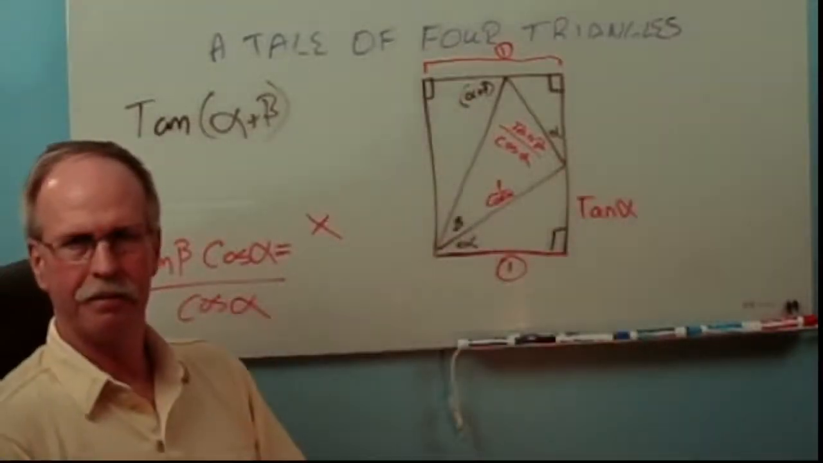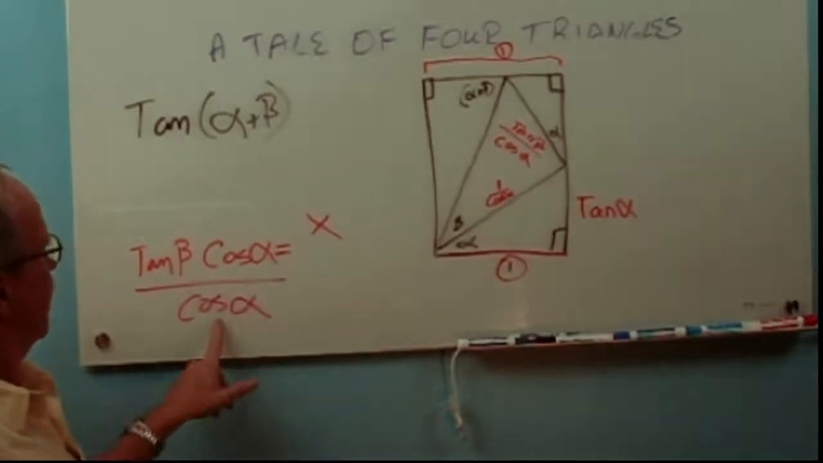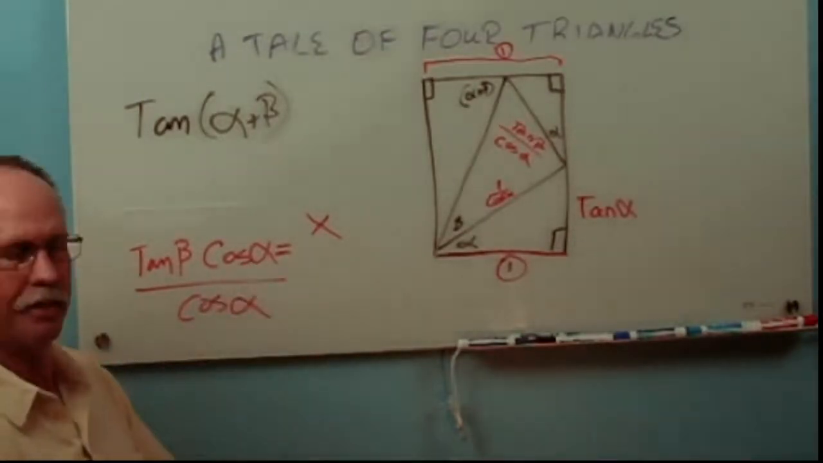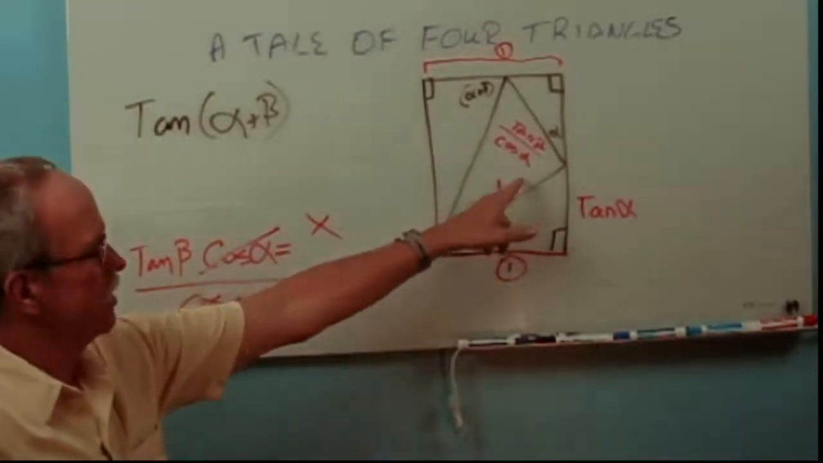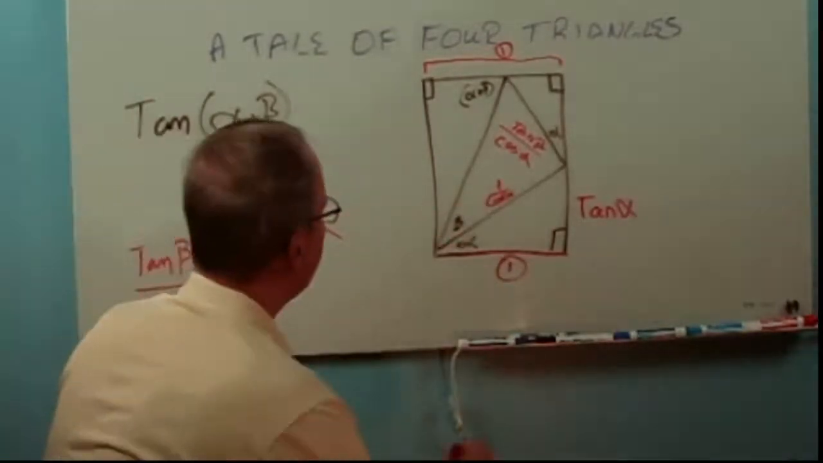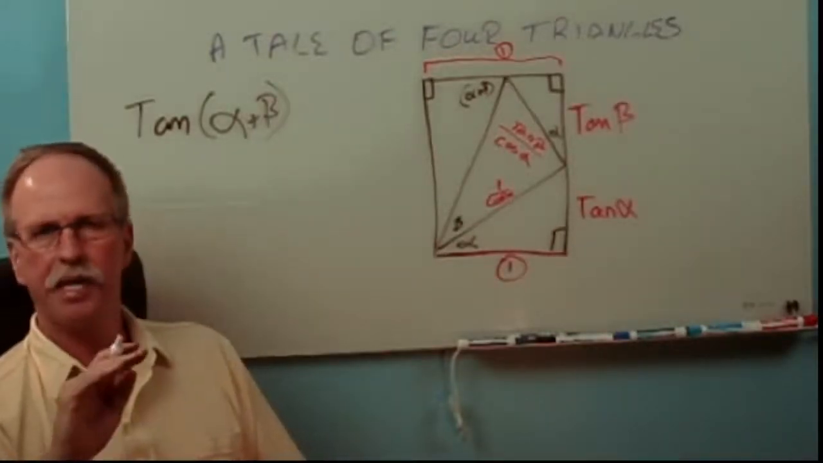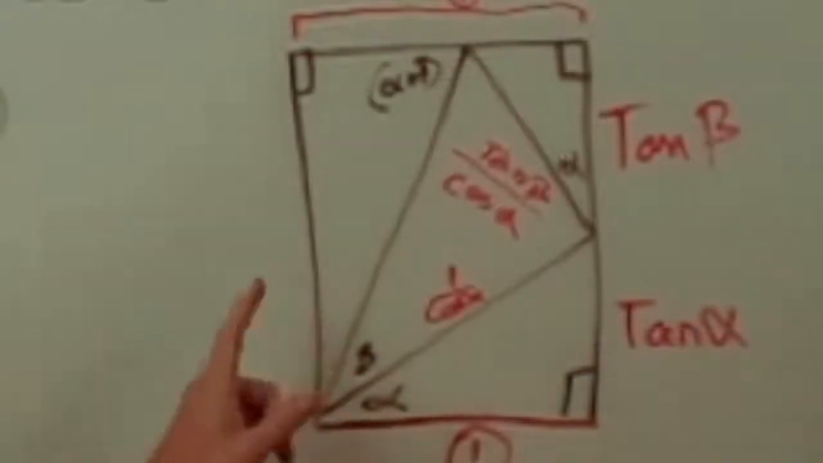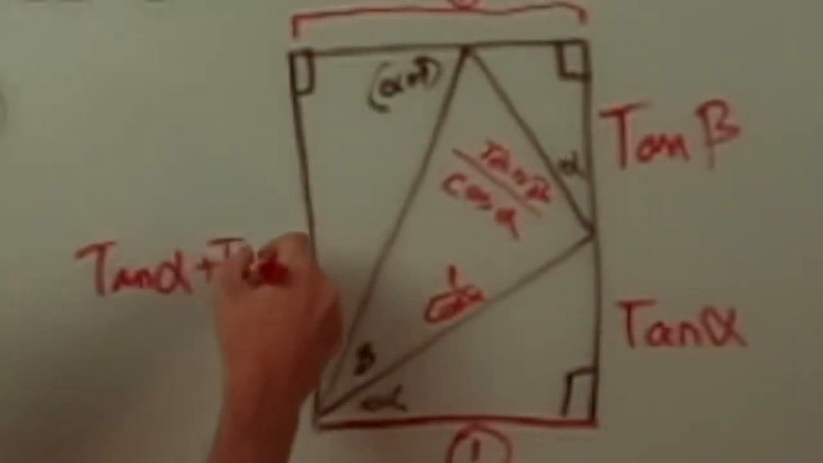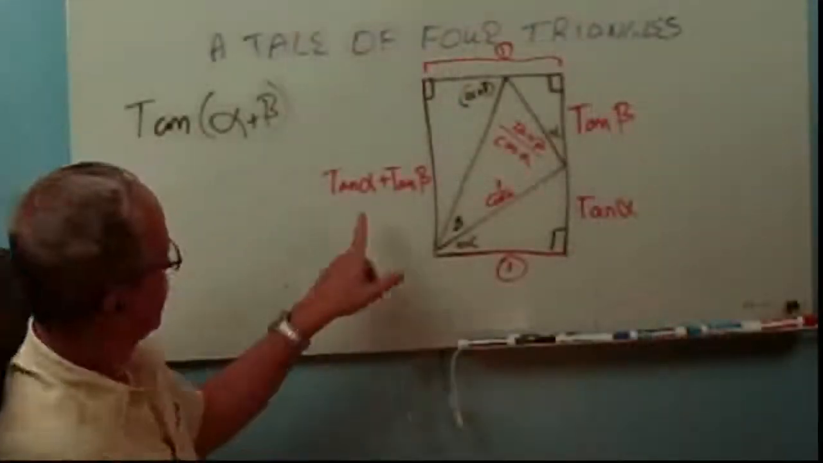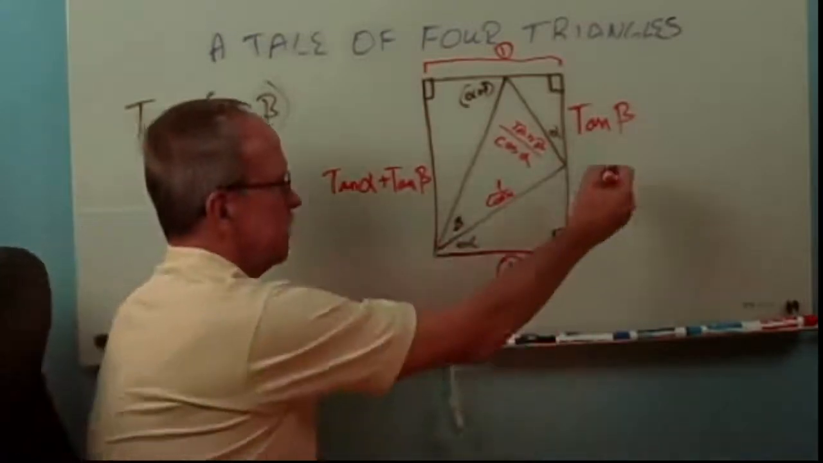Oh, wait a minute. What did I miss? That's cosine alpha, and that's cosine alpha. Those cancel. See why I use the cosine over here? Let's go ahead and put that up. That becomes the tangent of beta. Well, we've solved for another side, haven't we? This one right here is tangent alpha plus tangent beta.